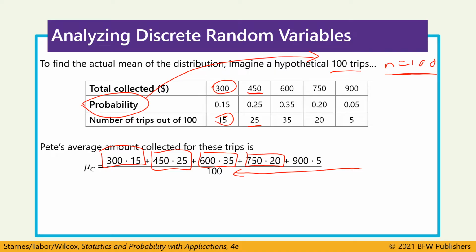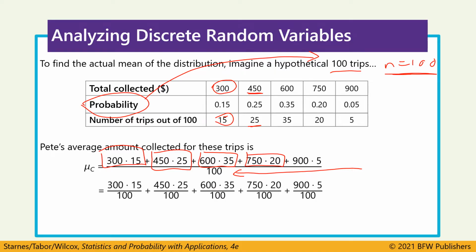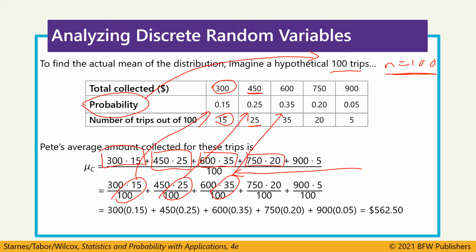But let's take a step back and look at this same situation a little differently. It's broken up. Instead of one big fraction, we have a bunch of smaller fractions all over 100. If we look at just this part, that 15 over 100 is the same thing as 0.15. 25 over 100 is 0.25, etc., etc. So really what we can do is just take each value, multiply it by its probability, and add them all up. That's going to give us the mean of our distribution.